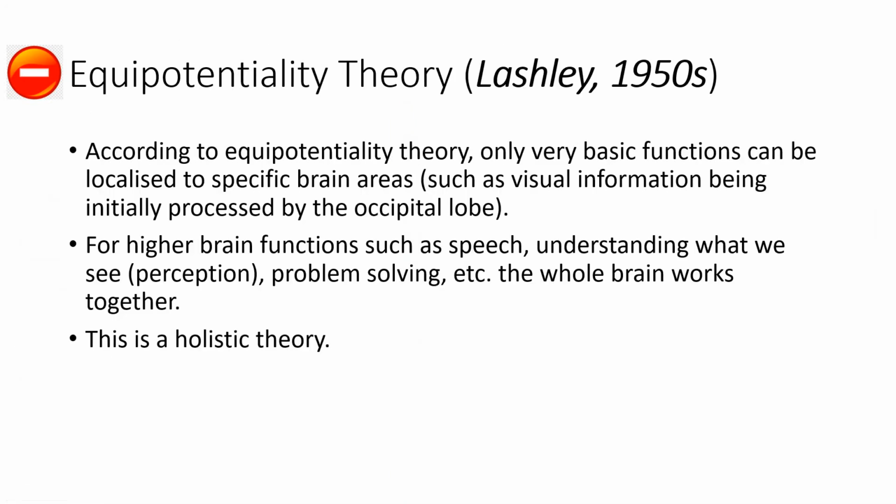So another argument against localization of function is equipotentiality theory, and what this means is that only very basic functions can be localized to specific brain regions. So we can say that raw visual information from the eyes might well be processed in a very specific place, the occipital lobe, but actually more complex higher brain functions such as speech, understanding what we see (so perception), as well as problem solving and decision making, for these higher brain functions the entire brain actually does work together. So this is a holistic theory.